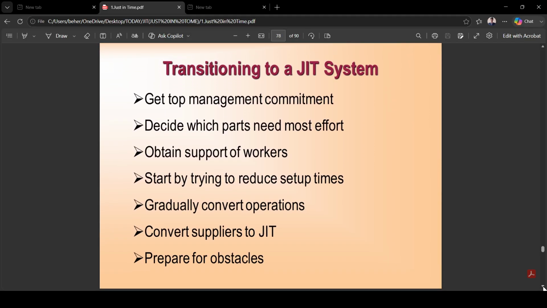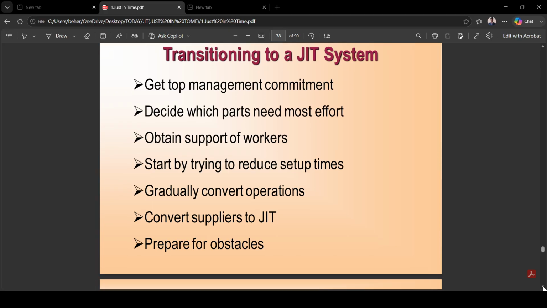Transitioning to a JIT system. Get top management commitment. Decide which parts need the most effort. Obtain the support of workers. Start by trying to reduce setup times. Gradually convert operations. Convert suppliers to JIT. Prepare for obstacles to conversion.